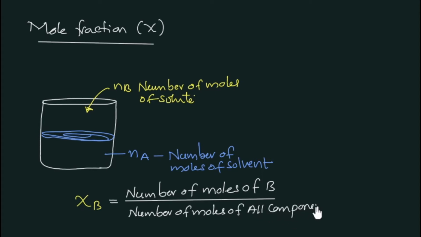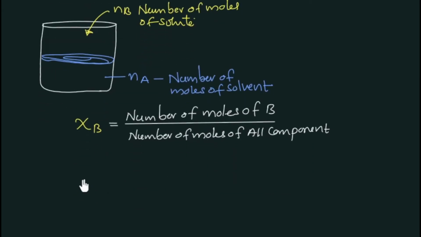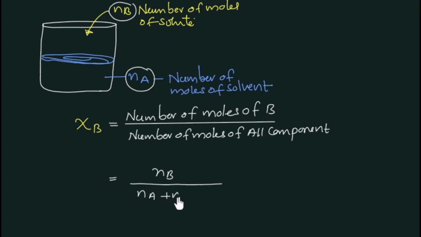We can take two components here. So instead of the number of moles of all the components, I will take Nb, the number of moles of solute B, whole divided by the number of moles of all the components. You can see that there are two components, Nb and Na. So the sum of the two components becomes the moles of all the components. Therefore I will write Na plus Nb. This is the mole fraction of solute B.